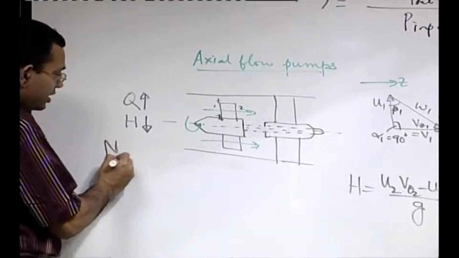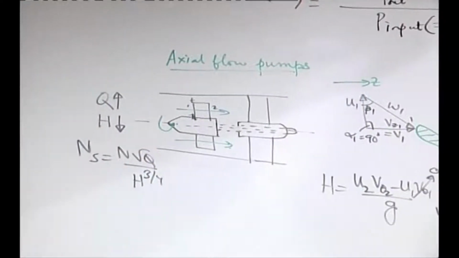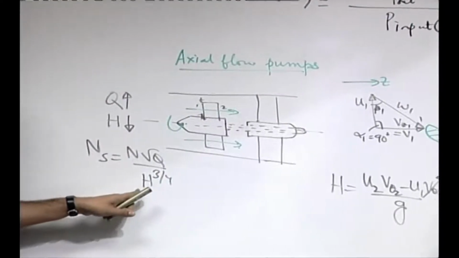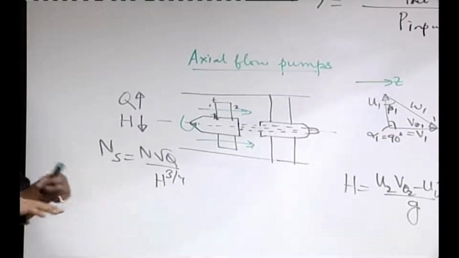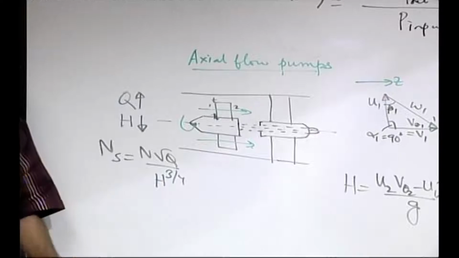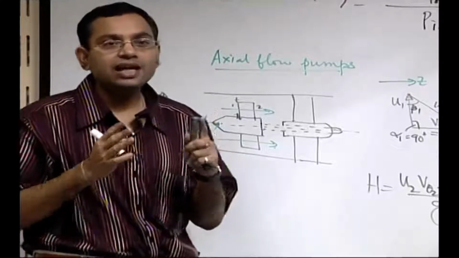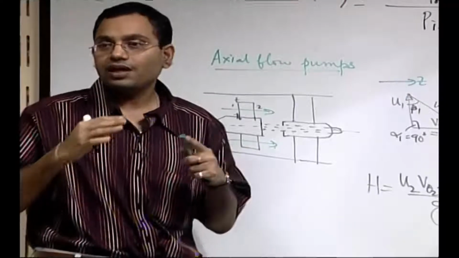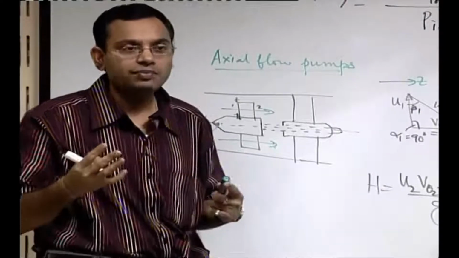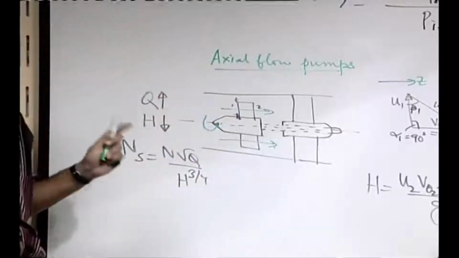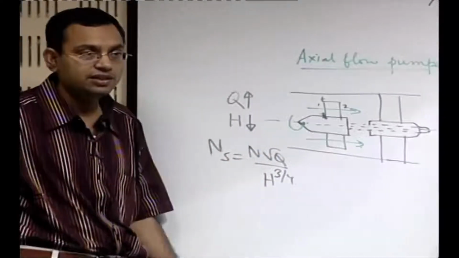Remember the expression for the specific speed for a pump, N root Q by H to the power 3 by 4. If you have a high flow rate and low head, that will mean a high specific speed. That is why the specific speeds of axial flow pumps are much higher than those for radial flow pumps. So from the specific speed you may even select the type of pump. If you are dealing with a range of specific speed which is the highest of all possible pumps, then your choice must be axial flow pumps, and cannot be radial flow pumps because of the limits in Q and H.